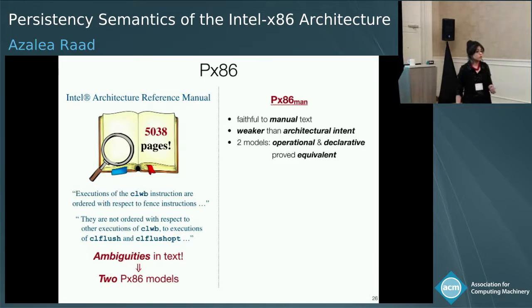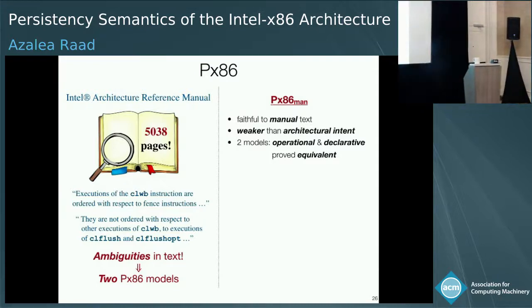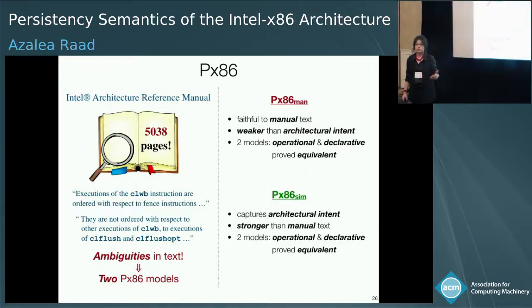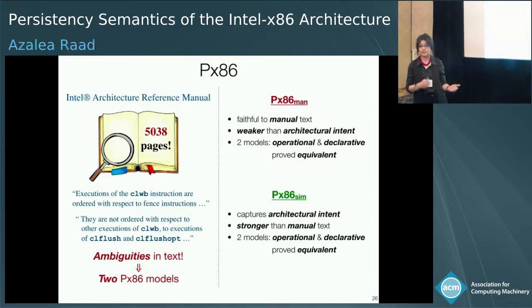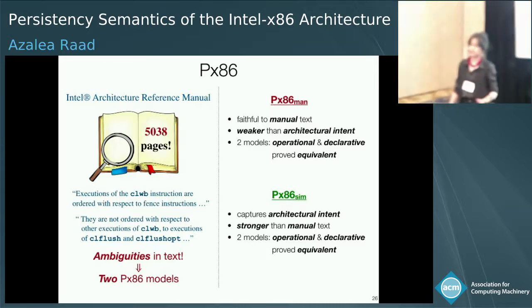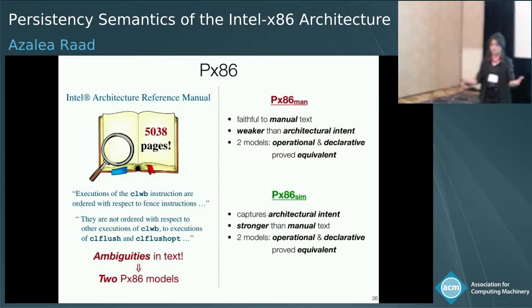First, we developed a model called Px86-man, the manual model, which is faithful to the manual text, but it is indeed weaker than the architects had in mind. And we formalized this both operationally and declaratively, and we proved that they are equivalent. And on the other hand, because we wanted to capture what the architects had in mind, we developed a model called Px86-sim, and at this time, it is stronger than the manual text, but it does capture the architectural intent, as Gil puts it. And I believe that at the time that we published this article, these inaccuracies, these ambiguities were reported back to Intel, and we were told they will revise the manual, so we will see about that.